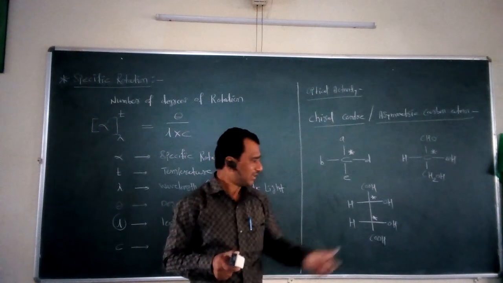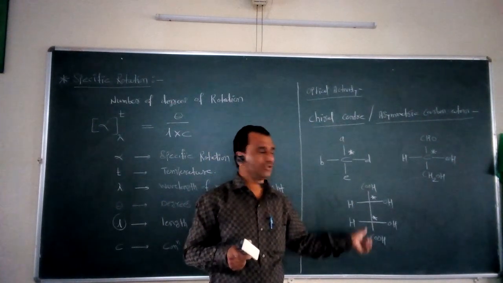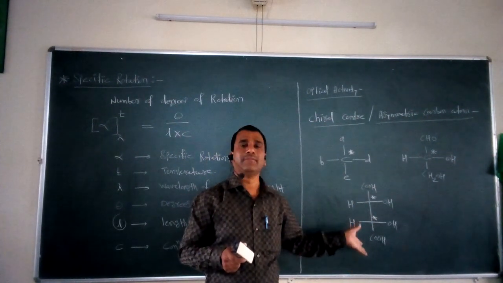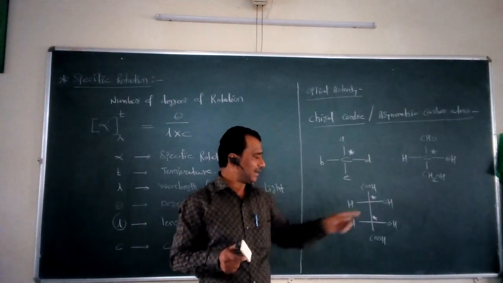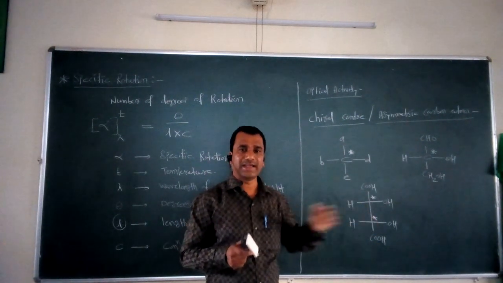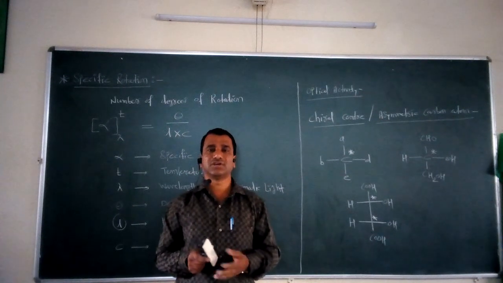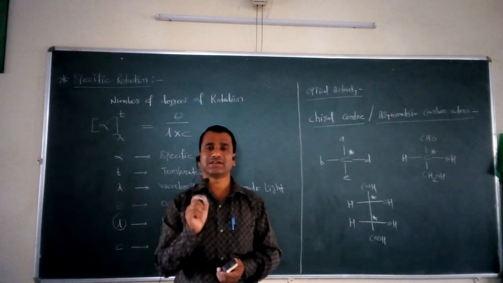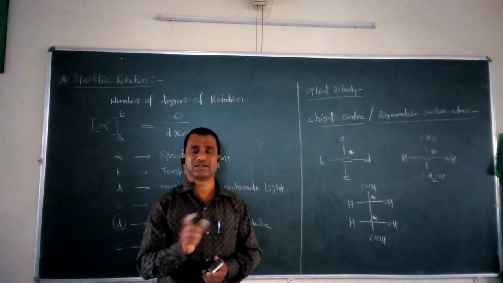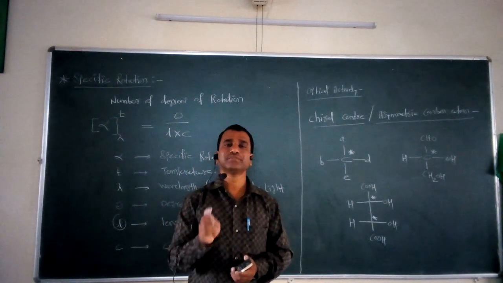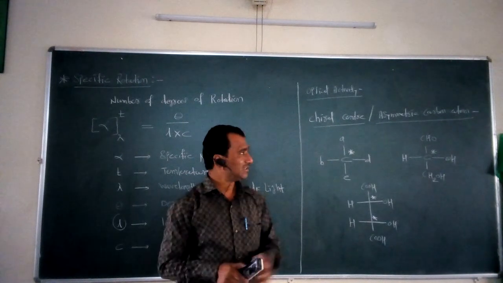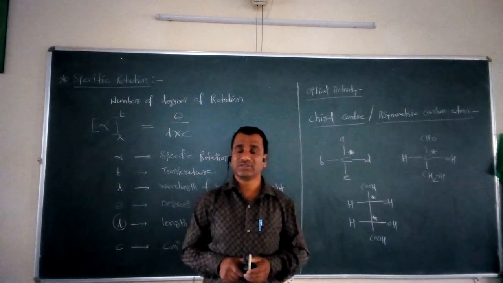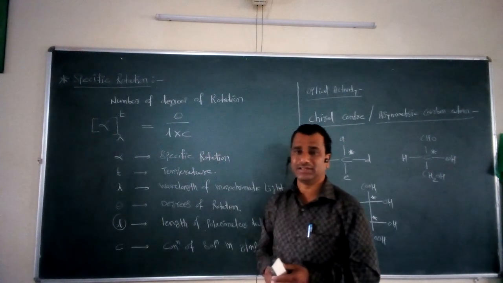So for this purpose, we took into consideration the next example of tartaric acid. It is meso-tartaric acid, which has two chiral centers, but if we take into consideration its mirror image, it is not non-superimposable. So we can say that even though it has chiral centers, it is not an optically active molecule, while it is an optically inactive molecule. So these are some important concepts we studied in this current lecture.